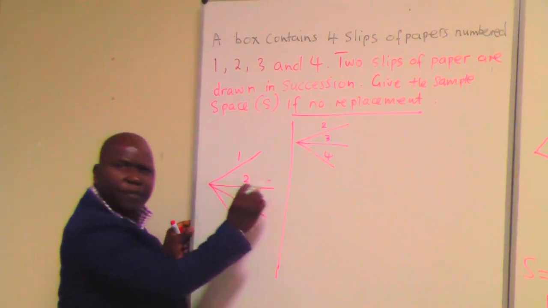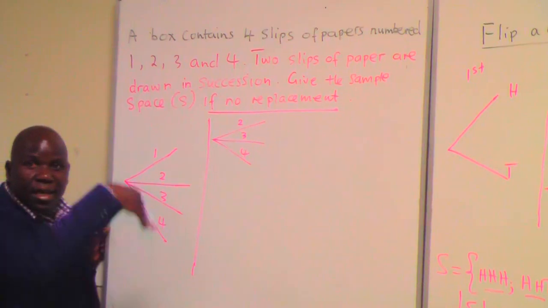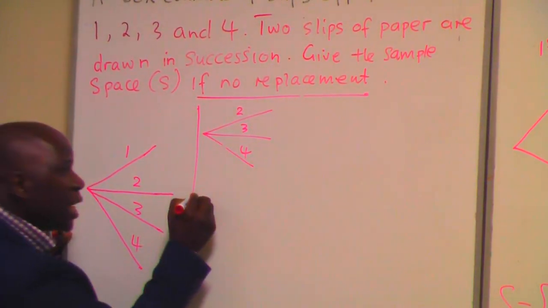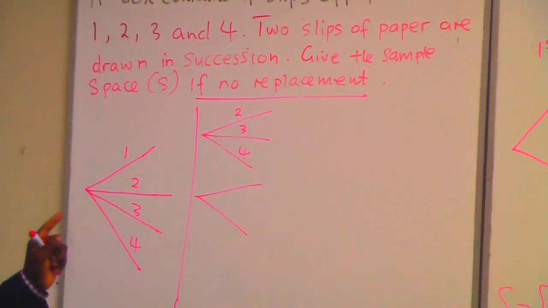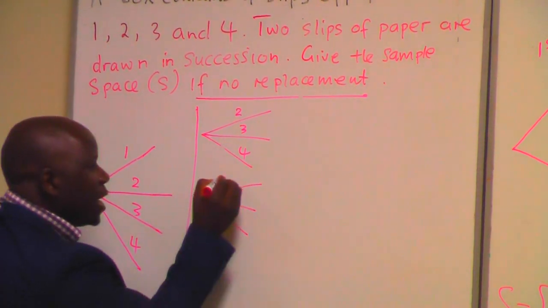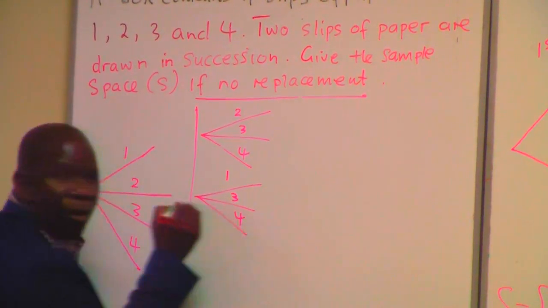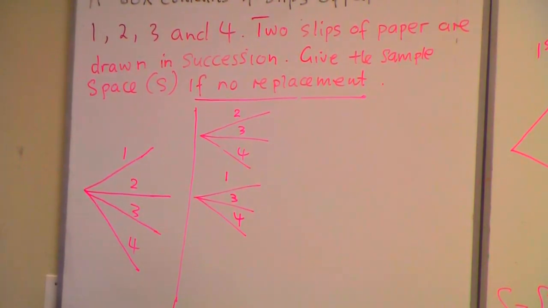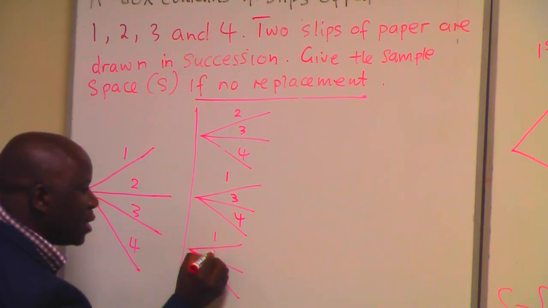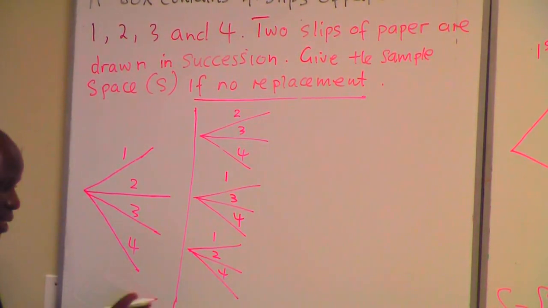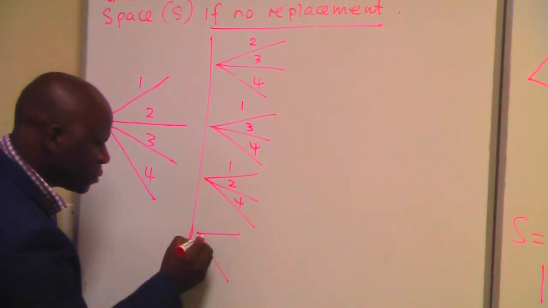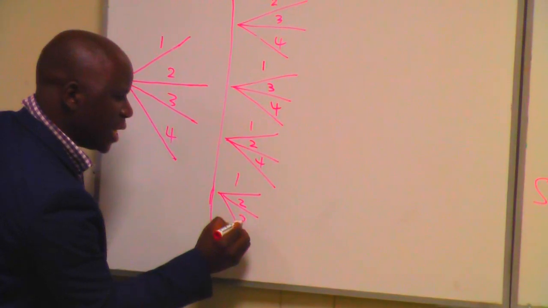Now assume that in the first pick we picked 2. In the second trial, because there is no replacement, 2 has been removed from the box, so we don't expect to have it. So there are only 3 possibilities. You see, our branch is reduced, it's no longer 4 branches. So we will either have a 1, a 3, a 4, because 2 is no longer part of the box. If 3 has been picked, we can either have a 1, a 2, a 4. And if 4 has been picked, it means we will have a 1, 2, and a 3.